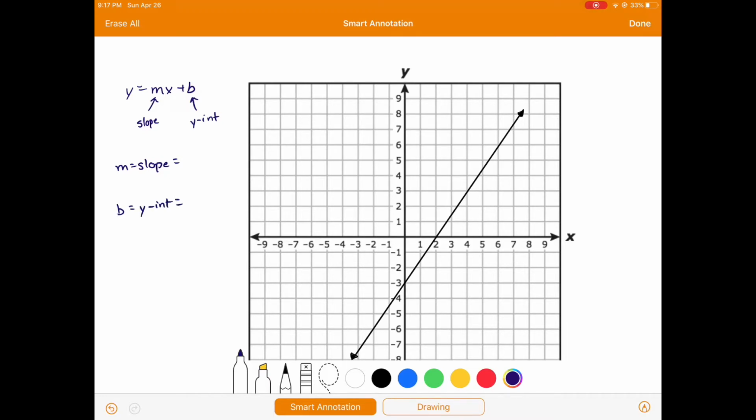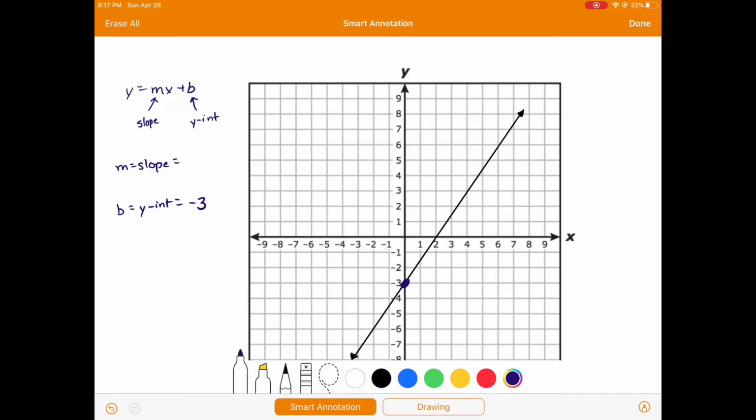I typically like to start with my y-intercept because I think that's the easiest thing to find. All you have to do is look at where that line crosses the y-axis. So in this case, my y-intercept is -3. My slope isn't that much harder.